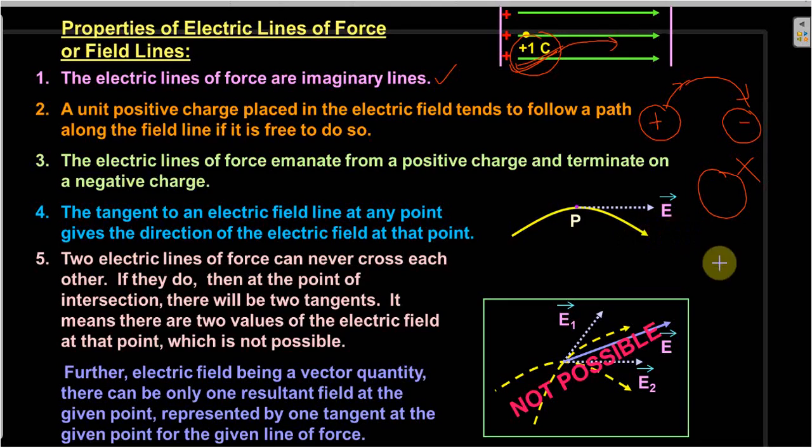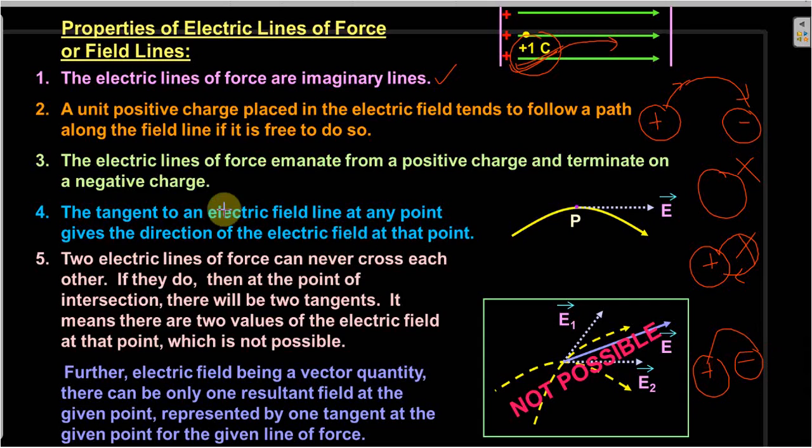Loop: they will not return back. They are emitting from the positive charge and again coming back to the positive charge. This kind of loop they will not form. These field lines always start from the positive charge and end in the negative charge.